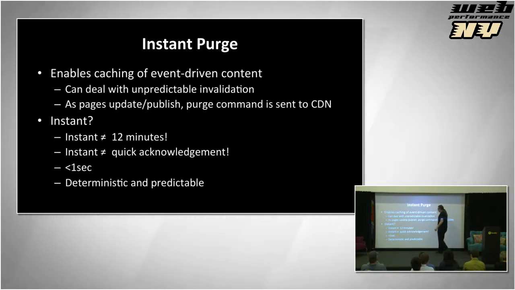What does instant mean? Well, it's not 10, 12, 15 minutes, and this is actually what traditionally CDNs have given us: multi-minute purge times. It's been a huge problem because it has totally eliminated the caching of event-driven content from CDNs, because these purge times are just not good enough. It's definitely not a quick acknowledgement. You can't send a purge to a CDN and have the CDN say, got it, and then not purge for 30 minutes. That's not good enough, because that still keeps the story out there. It's got to be less than a second. We think it should be at most in the 100, 200 millisecond range. And it has to be deterministic, and it has to be predictable.